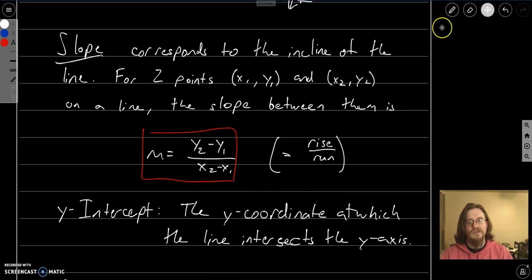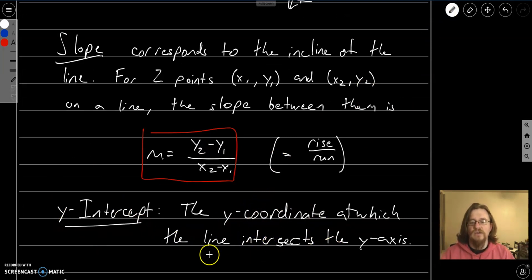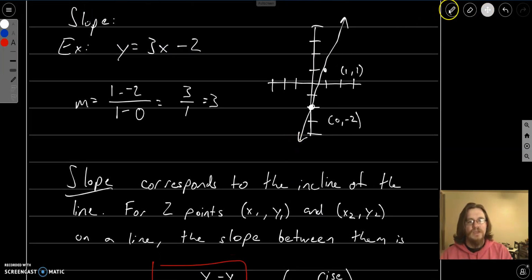The other thing that we want to do is identify the y-intercept. This is the y-coordinate at which the line intersects the y-axis. So again, we have our x-axis and our y-axis, the vertical axis, and we hit the y-axis at negative 2. So for the y-intercept, we normally use b, and this is going to be negative 2. And then right away we can begin to see some patterns. We've got 3 and negative 2, and we also have 3 and negative 2. And this is not a coincidence.